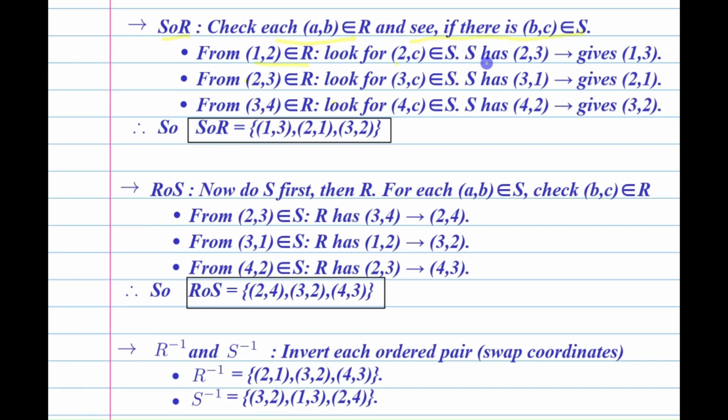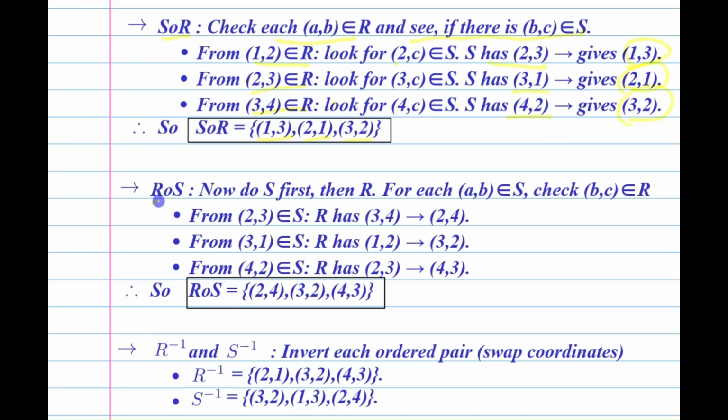From (1,2) in R, S has (2,3), which gives us (1,3). For (2,3) in R, S has (3,1), which gives us (2,1). From (3,4) in R, S has (4,2), which gives us (3,2). So S∘R, or S composition R, is {(1,3), (2,1), (3,2)}.